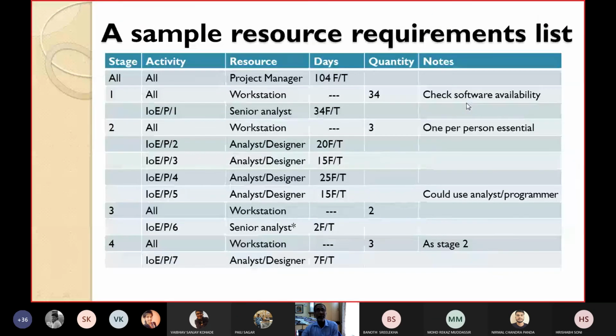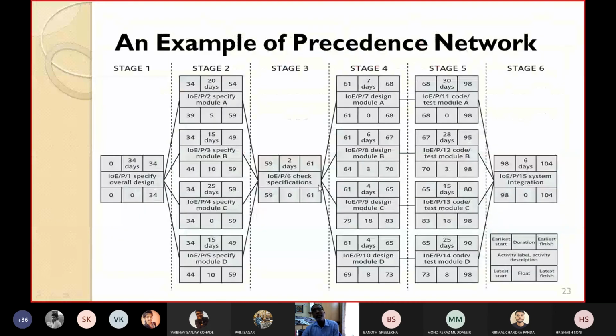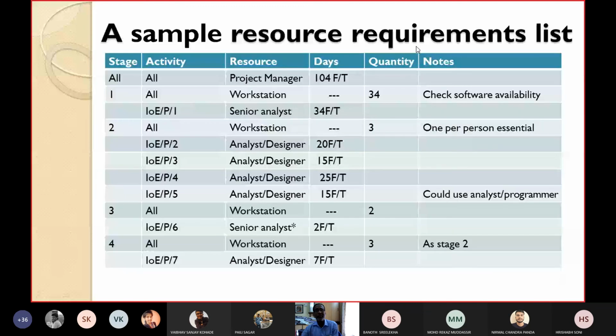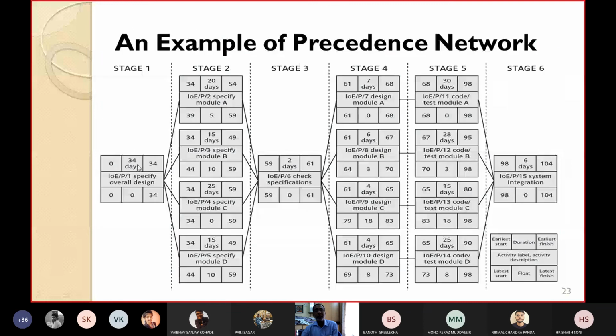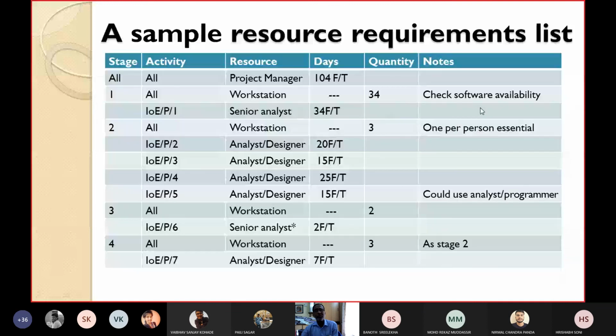So this is a sample requirements list. This is the precedence network or the activity network. Looking at the activity network, as a project manager, I have prepared this resource requirement list. This means that for each activity, how many resources we require, we have written here.